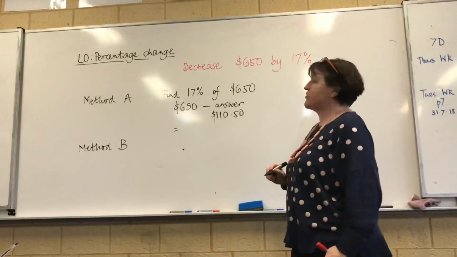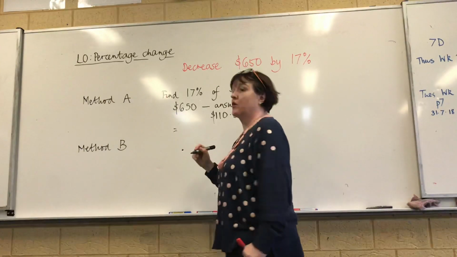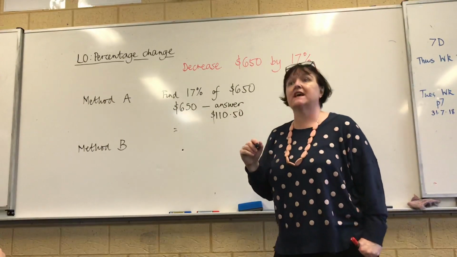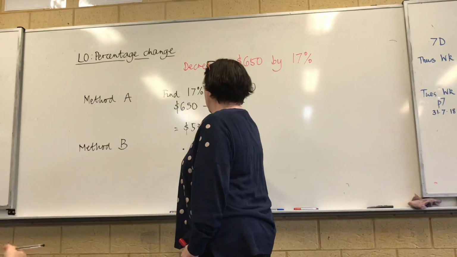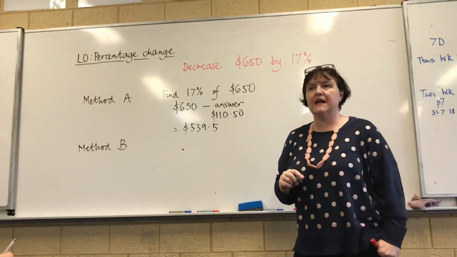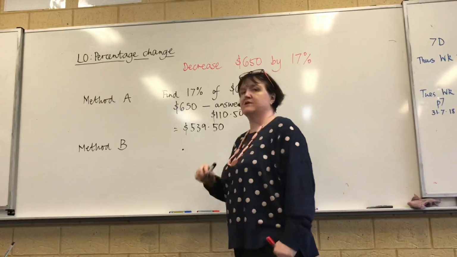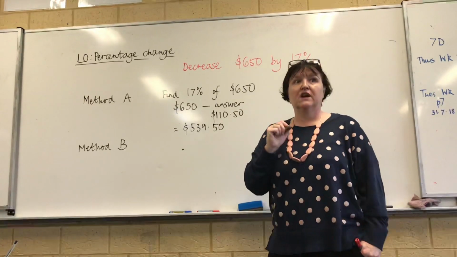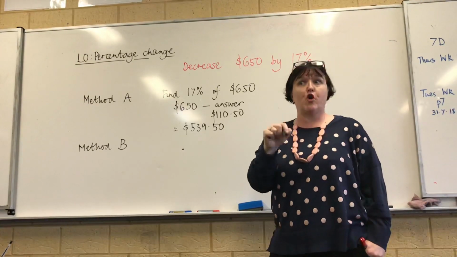What is 650 decreased by 17%? No, we're decreasing. 539.5. But what have I just said if we're dealing with money? You must add the zero. It's a very common error. Very common error. And if it's money we're dealing with, it will actually be marked wrong.